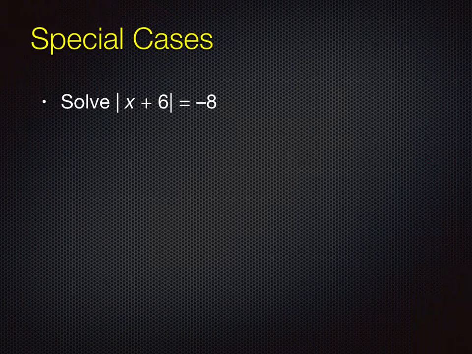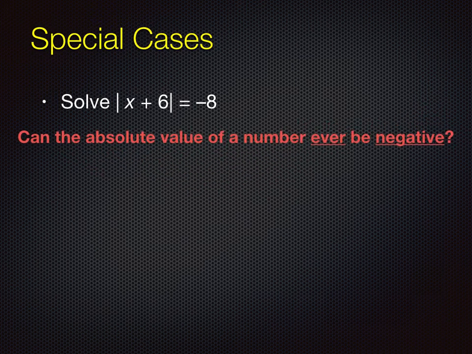So I want you to look closely at that and ask the question, can the absolute value of a number ever be negative? No. By definition, the absolute value of a number is its distance from 0. Distance is not negative, therefore there is no solution. And in symbols we use this empty set symbol or the null set. Any of those three would be correct. You can say in words, no solution, empty set, or null set.